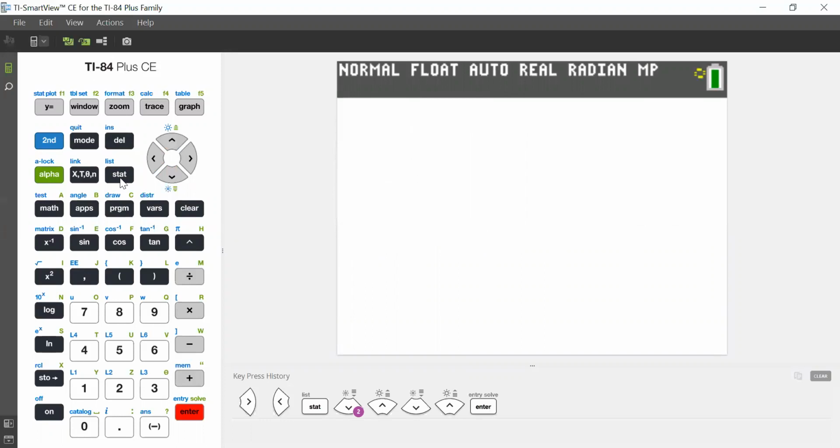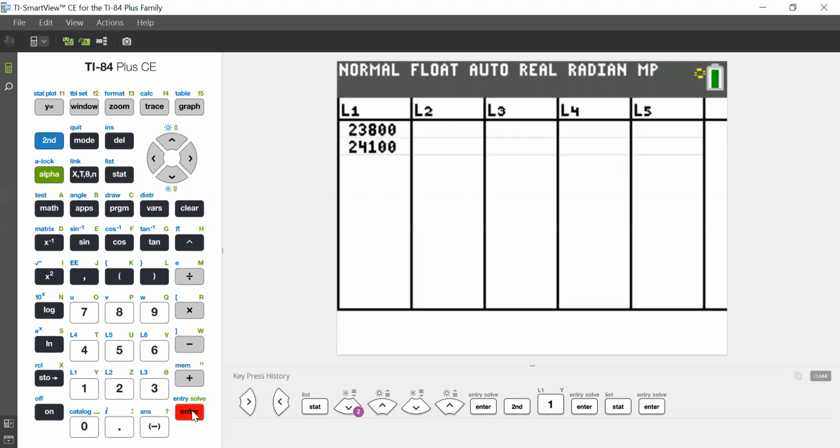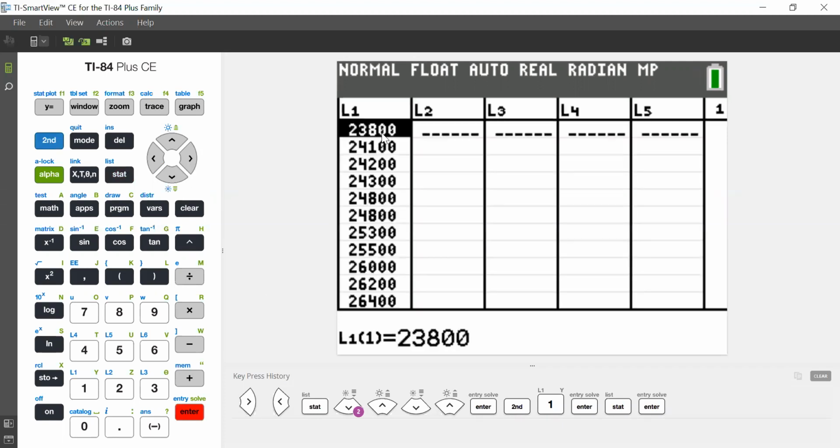So hit enter. It asks you which list you want to do it. So you hit second, and then hit L1. So basically you're telling the calculator, sort L1 for me. Hit enter, it'll say done. So what did we just do? Hit stat and enter again. And now the data is sorted from least to greatest, Florida and New York. So there's that 23,800, which was ranked 1. So there, it's twofold why you might want to put everything in L1, but this is one thing. You could sort the data from low to high.